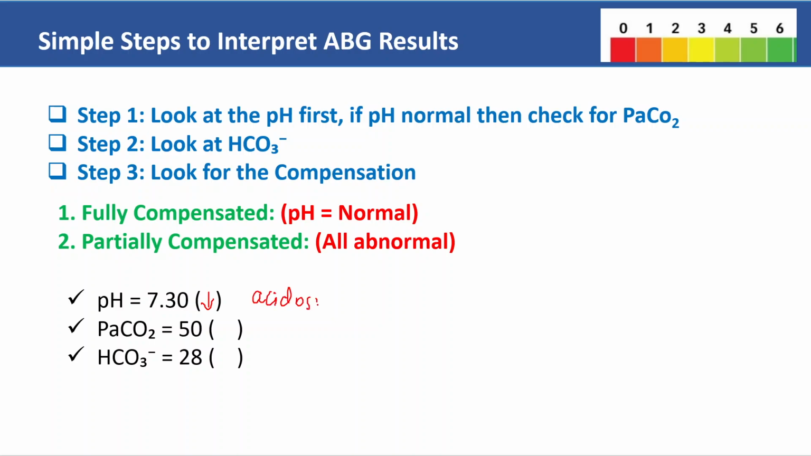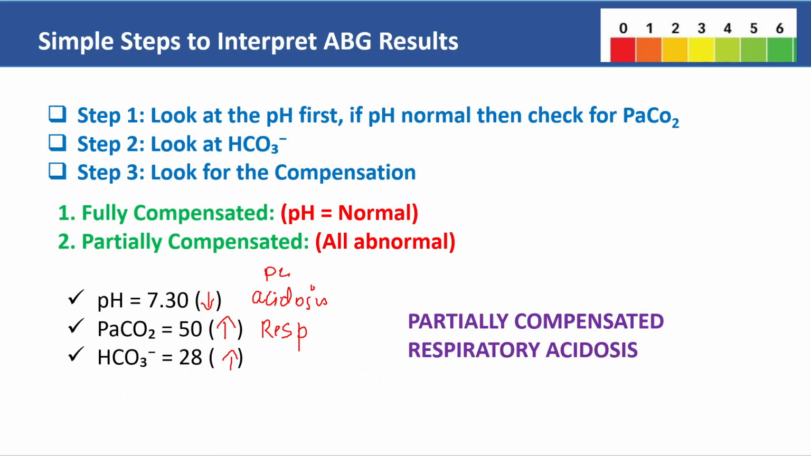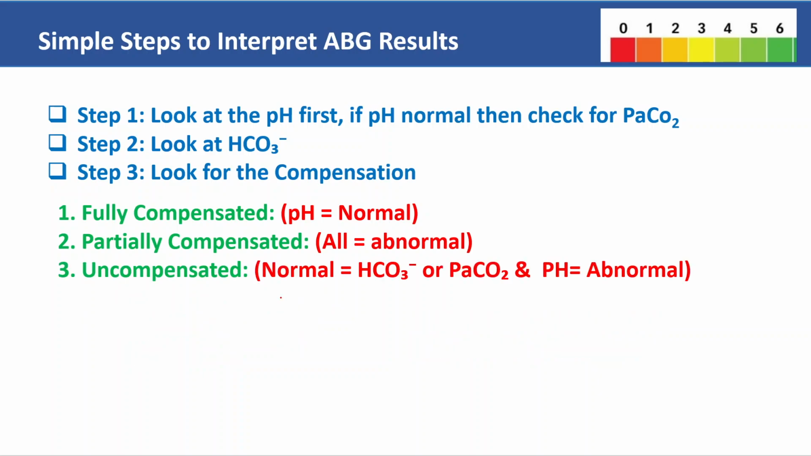Got it. Okay. So bicarbonate, this is increased, opposite, right? I have to go for respiratory because both are opposite. But PaCO2 is also increased because 35 to 45 is going to be normal. Okay, all are abnormal. So I have to go for the partially compensated respiratory acidosis. It is partially compensated respiratory acidosis. The right answer is. Yeah.